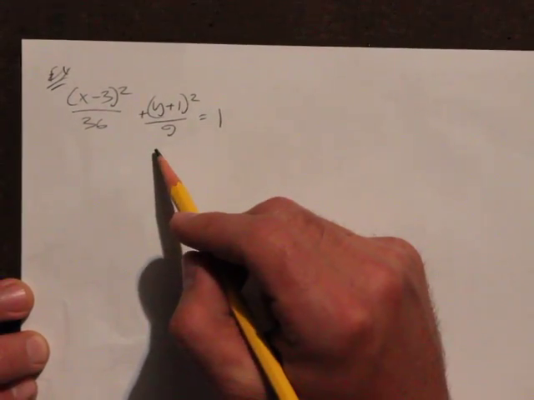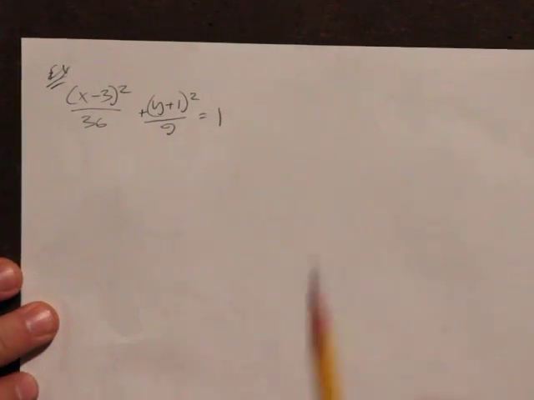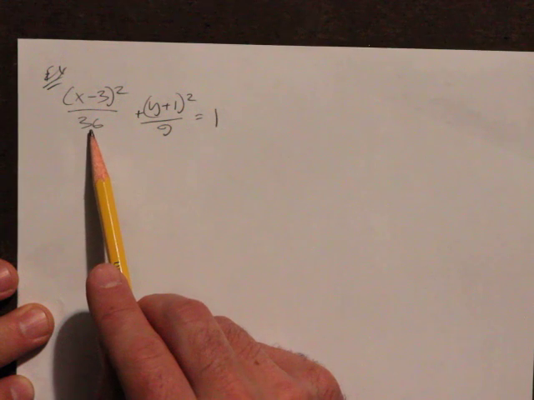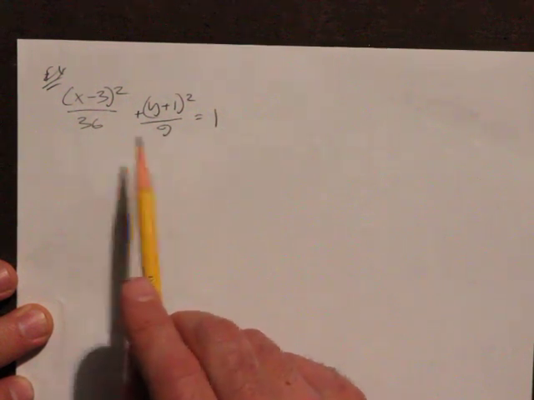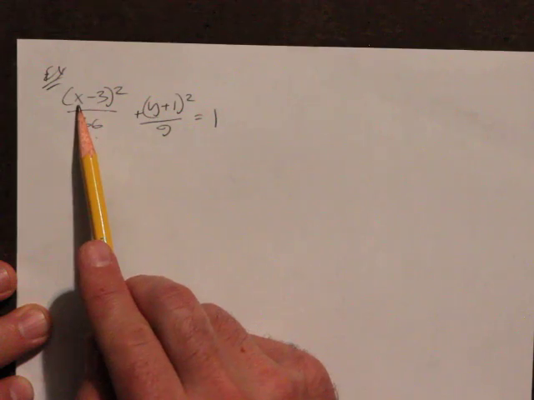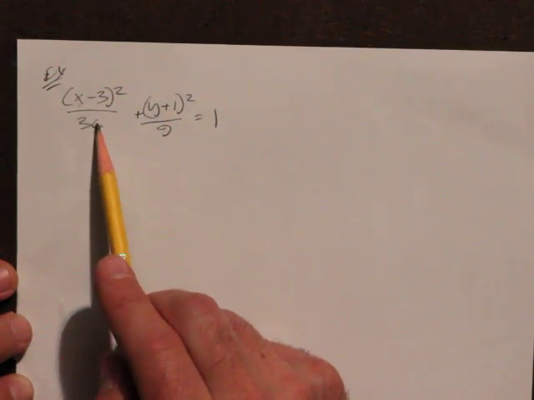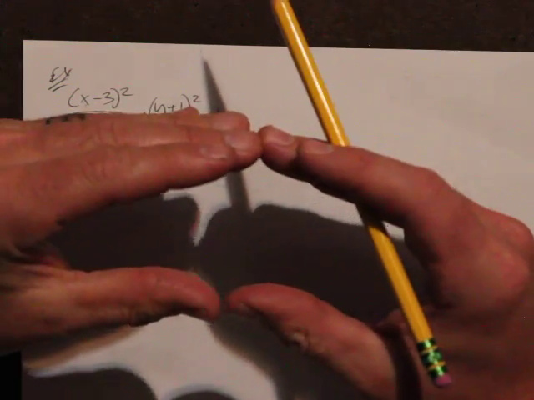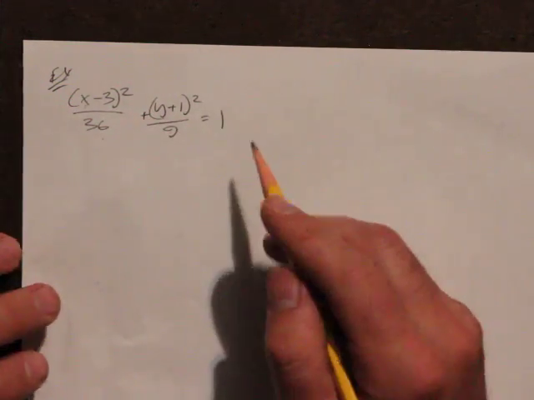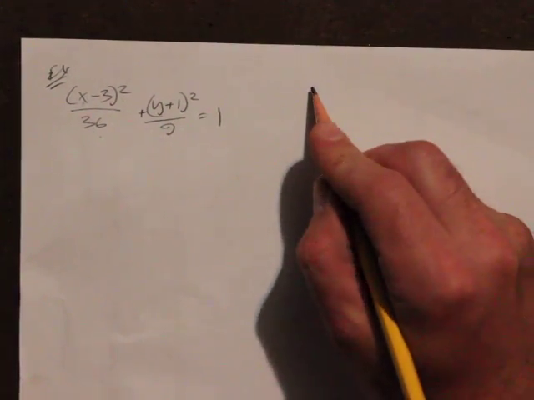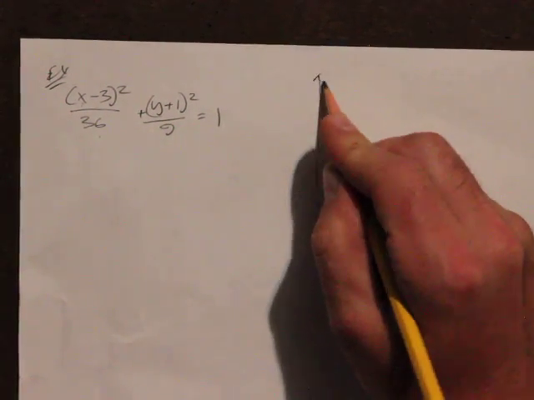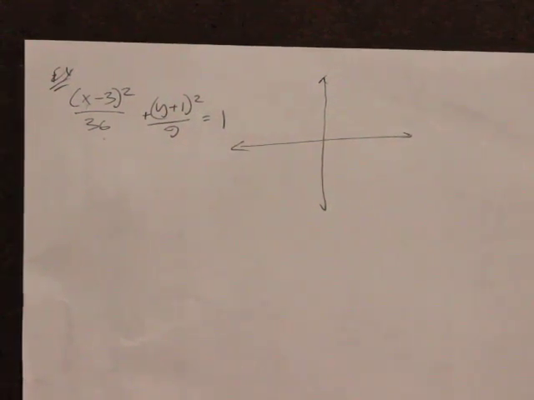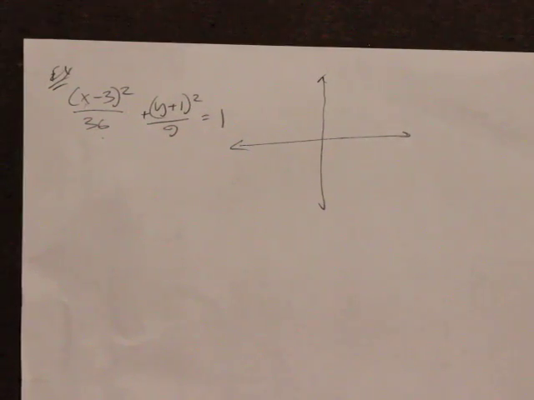All right? Now, the first thing I look at is which one of these is bigger. So 36 is greater than 9, and notice how it's with the x value. So that means I'm going to have an ellipse that is elongated horizontally. So I already know a little bit of what my ellipse is going to look like. And I'm just going to start drawing this thing so that I can see what's going on here.